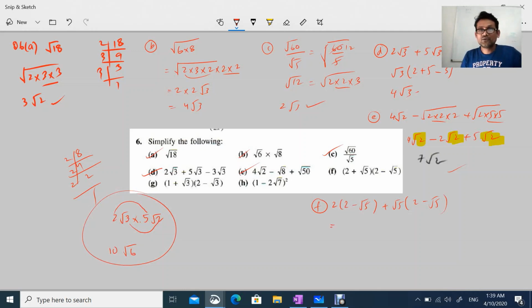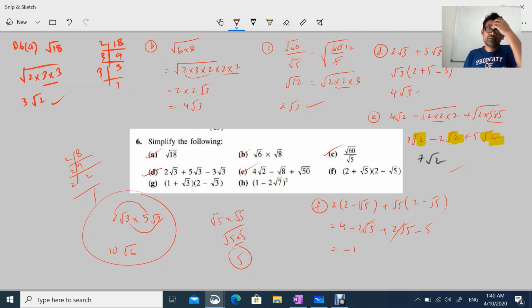2 times 2 is 4, the 1 is here, so 2 times 1 is 2 under root 5, plus 2 times under root 5. And under root 5 multiplied by under root 5, you know what the result is: 5. So I will write minus 5. 4 will simplify with 5 to give minus 1, and this minus 2 under root 5, the same base radicals are there, so you can add, and that's your answer.